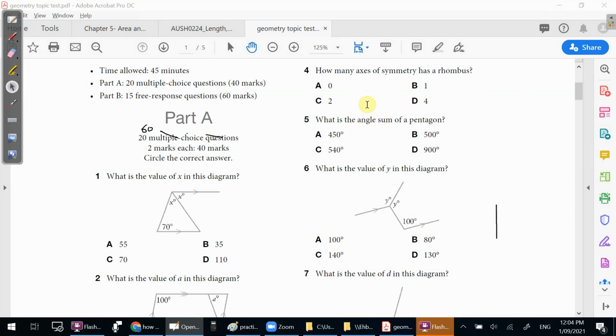Angle sum of a pentagon. Okay, angle sum. Yep, big part of the topic. Here's the formula: 180 times the number of sides minus 2.